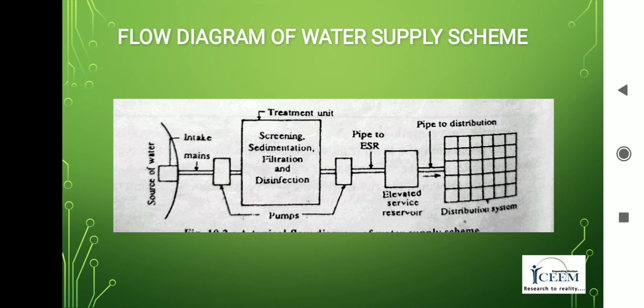The most commonly used disinfectant, that is chemical, is chlorine, which is used in different forms. Then the water is elevated through pumps into an elevated service reservoir, that is a water tank, and from that water tank it is distributed to different parts with the help of pipelines. This is all about the water treatment plant and water supply scheme.